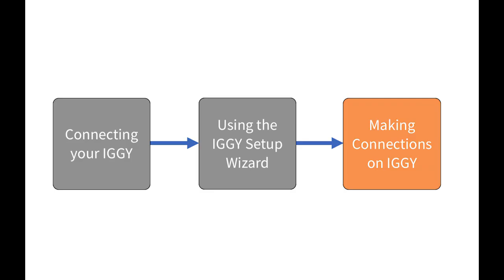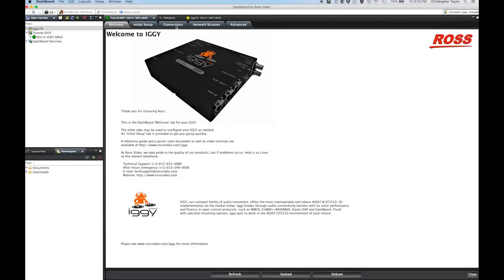This video is part of a series of short tutorial videos which walk a user through the initial device setup and the various ways to make audio connections. In this installment, we will go through making receiver connections in various ways and explain how to manually configure sender streams. Before continuing, you should have completed the initial setup of your IGGY and be ready to make connections.